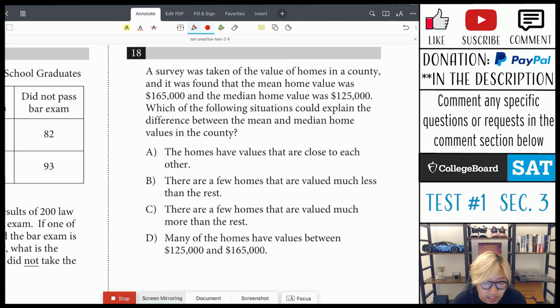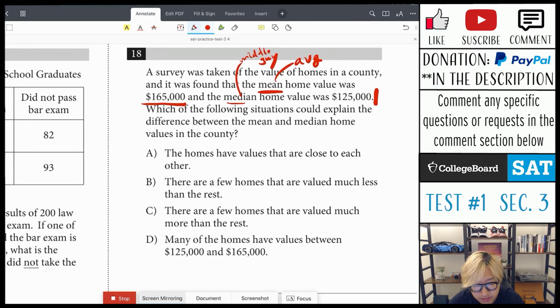Number 18. A survey was taken of the value of homes in a county, and it was found that the average mean home value was $165,000, and the median, the middle guy, median home value was $125,000. Wait, what? The average is 165, but the median, the middle guy is 125. I mean, just generally speaking, shouldn't the middle guy basically be the average? But it seems like the average is high, but the middle guy is not even that high. So which of the following situations could explain the difference between the mean and median home values in a county?